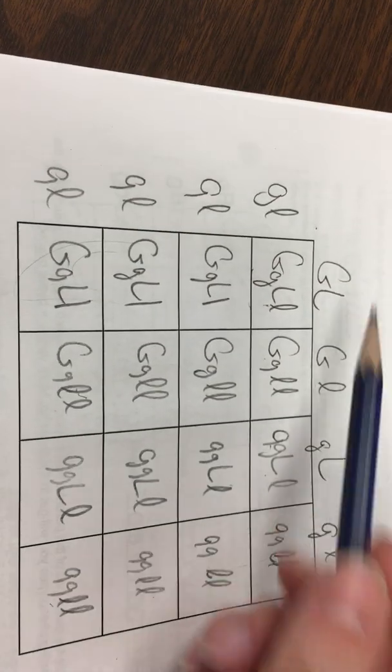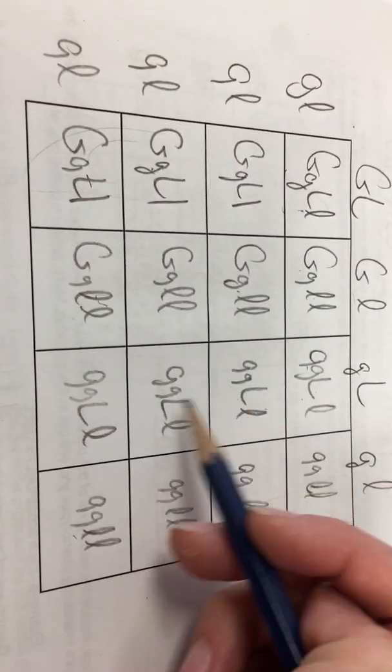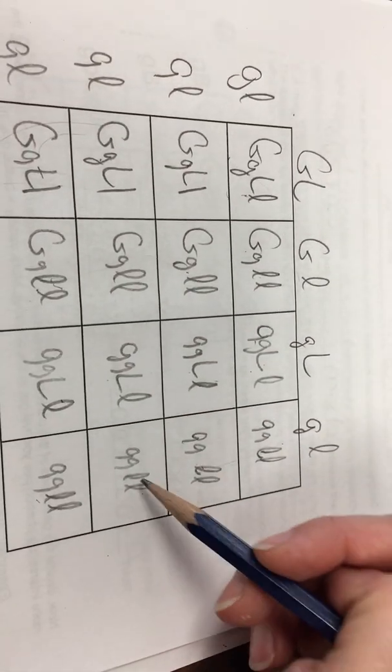Now I'm going to count them up. I have 1, 2, 3, 4. So I'm going to put a 4 in front of that. And it's a ratio. 1, 2, 3, 4. I'm going to put a 4 in front of that. 1, 2, 3, 4. Put my ratio up there. 1, 2, 3, 4. So my genotypic ratio is 4 to 4 to 4 to 4, or 1 to 1 to 1 to 1 if I want to reduce down.